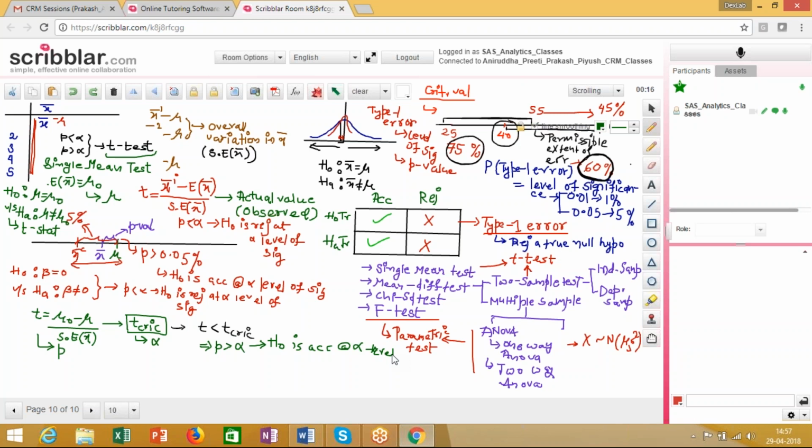So this is how the basic test procedure is executed. So this is a single mean test where we are trying to test whether a particular mean is equal to a population parameter mean or not, right?